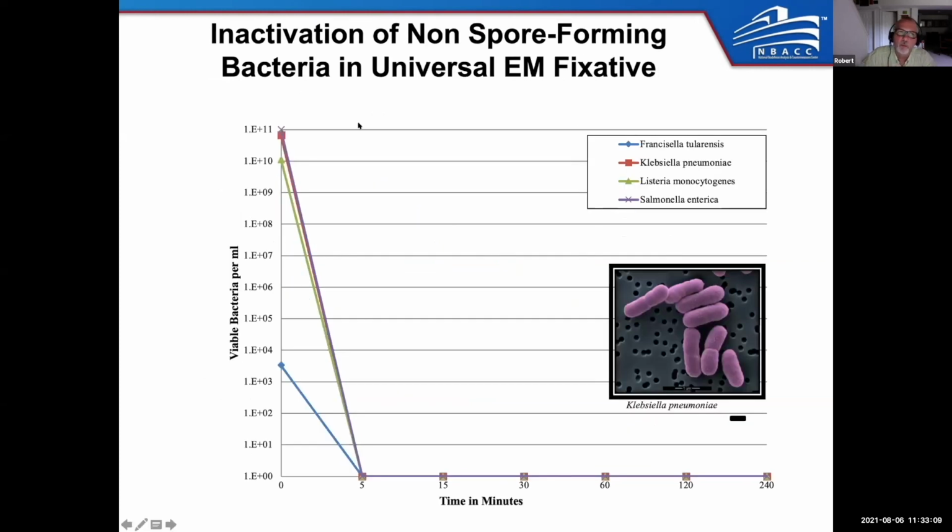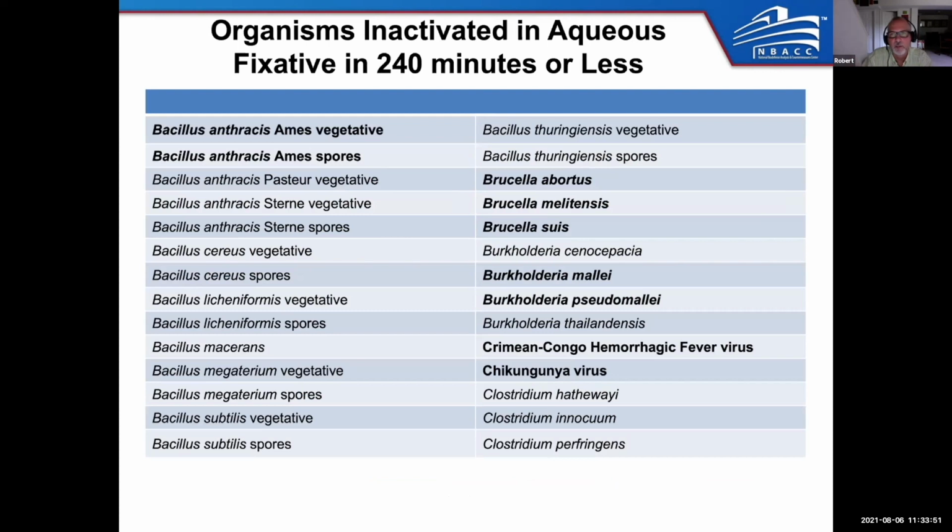In addition to spores, we also looked at live bacteria. So we looked at Francisella tularensis, which commonly causes something called tularemia, also known as rabbit fever. We looked at Klebsiella pneumoniae, which a lot of people know causes a lot of different types of pneumonia. Listeria, which causes listeriosis, and Salmonella, which is a GI disease as well. But if you look at this, you've got 1 times 10 to the 11 cells, a very pudding-like consistency, very thick slurry of cells, and all these cells are completely dead in 5 minutes. So you can definitely see that spores are much harder to kill than vegetative cells. So even with that, we decided to choose the 240 minutes as our typical inactivation time frame.